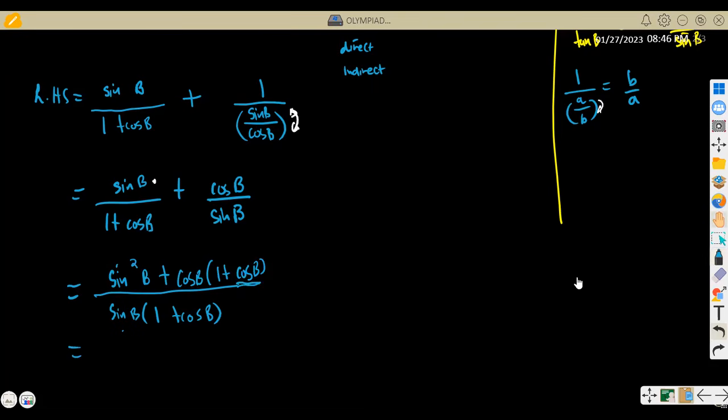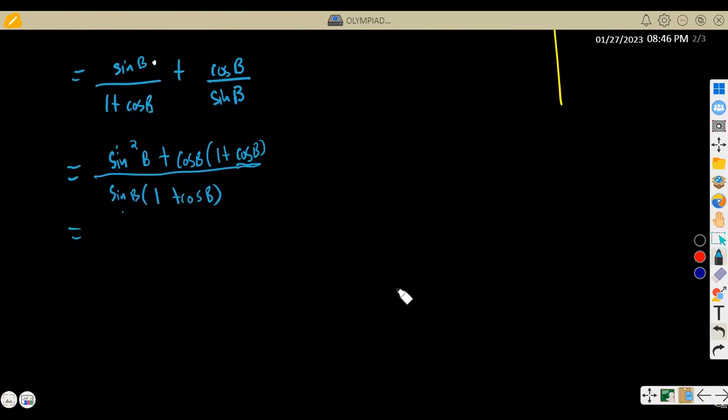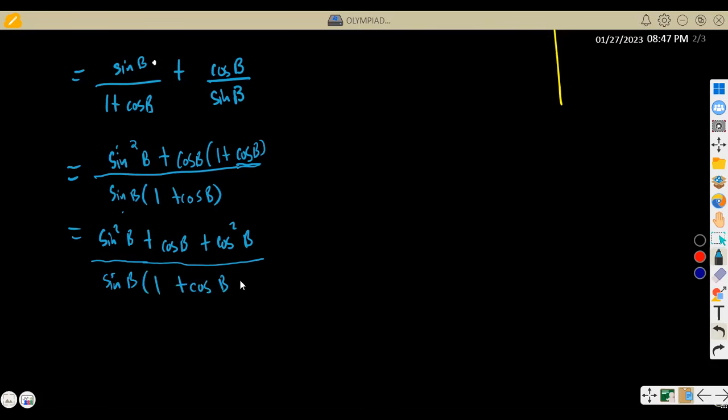All right, so let's see what you're going to have from the left-hand side. Are we going to obtain a direct or an indirect answer? You can expand the brackets here. Sine B, there's nothing that we can do here. So that's sine squared B plus cos times 1, that is going to be cos B. Then cos times cos, that is going to be cos squared. Okay, so you're going to have the cosine of B plus cos squared B, everything over the denominator. There's nothing that you can do in the denominator, guys. Just leave it as it is. Do not expand the brackets. So you're going to have sine of B into 1 plus cos of B. All right, so this is what you're going to have.